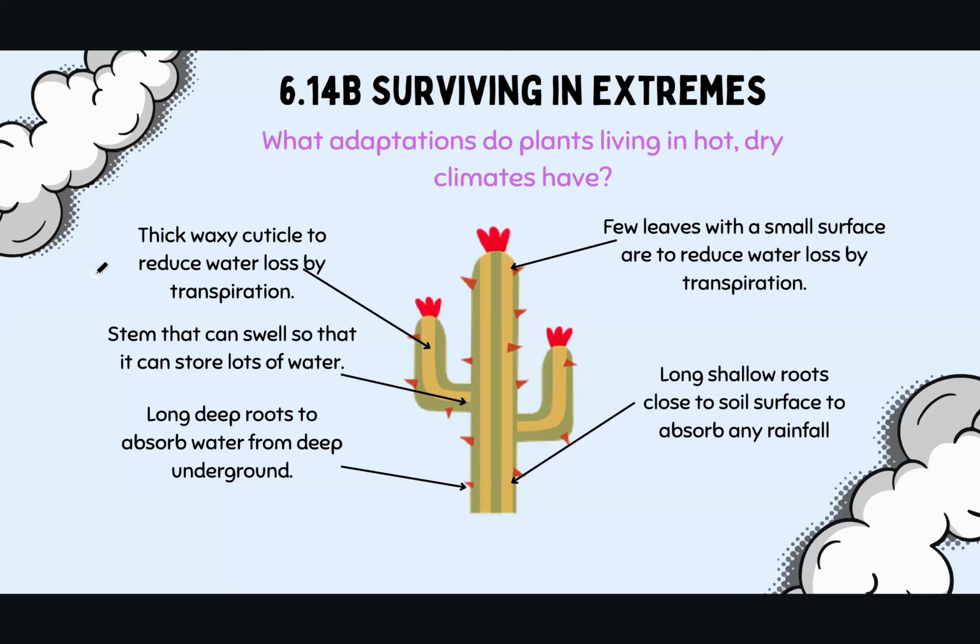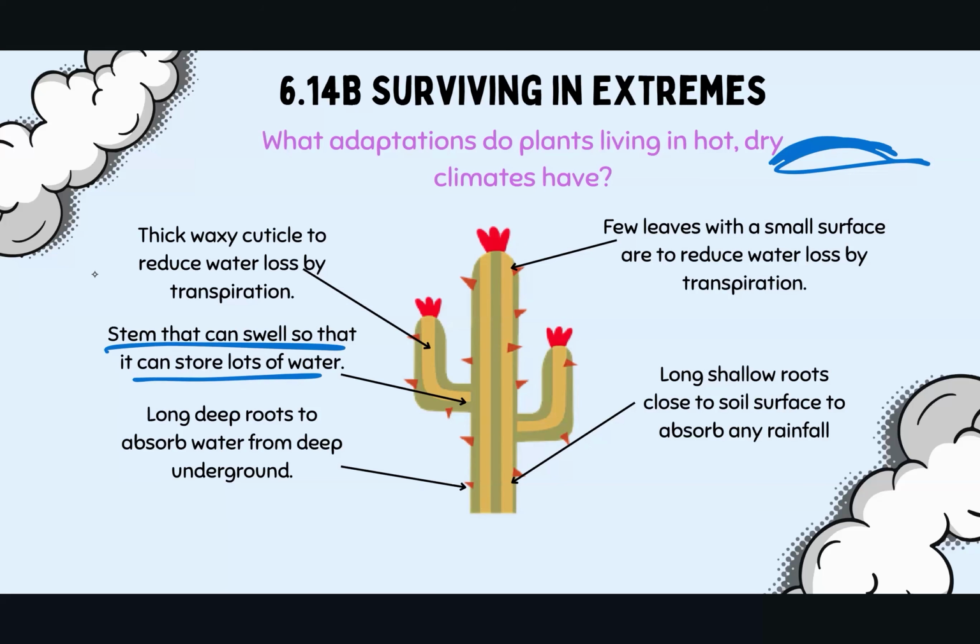So number one, it's got a thick waxy cuticle to reduce water loss by transpiration. So usually leaves do already have a thick waxy layer on the top, but plants in really hot, dry climates have a tendency to have a thicker cuticle than usual. The stem can swell, so it can store lots of water. So it means it'll have more cells and a stronger cell wall, so more water can enter without it bursting.